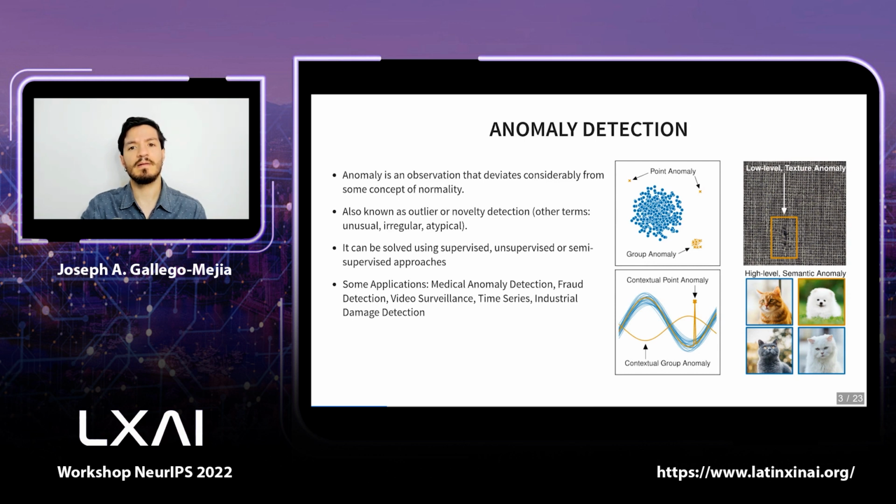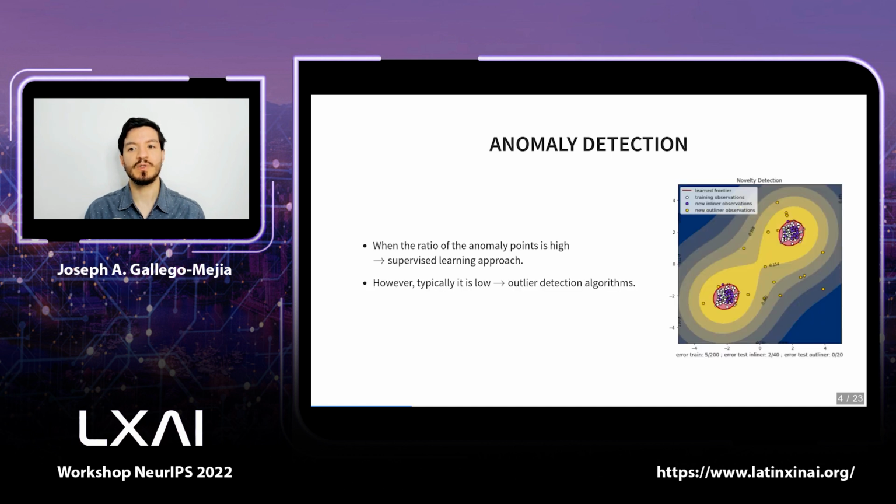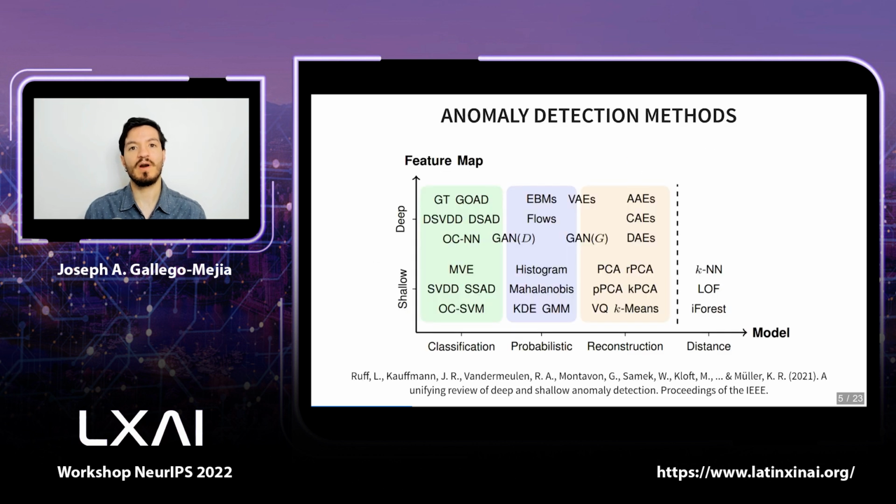The anomalies can be a point anomaly or a group anomaly, and there are also more high-level semantic anomalies. When the ratio of the anomalies is really high, we can use a supervised learning approach and classify every anomaly. However, the ratio is typically low, so we need other approaches like density estimation.